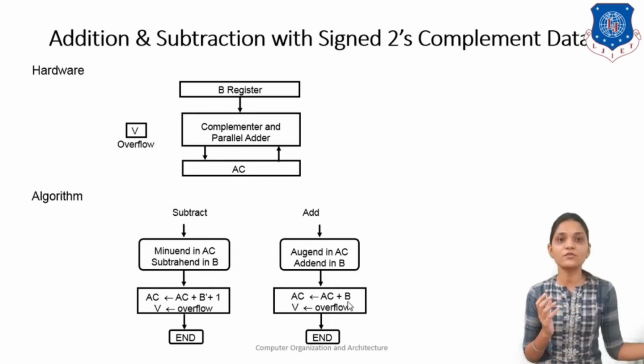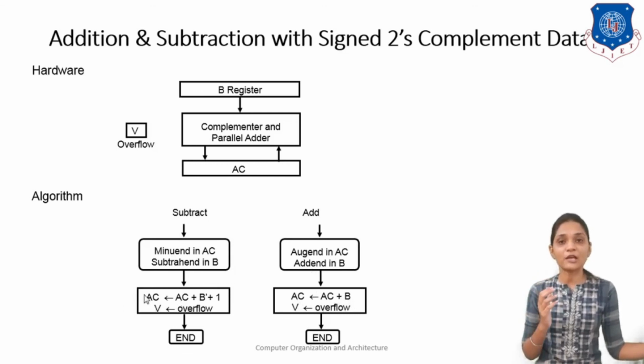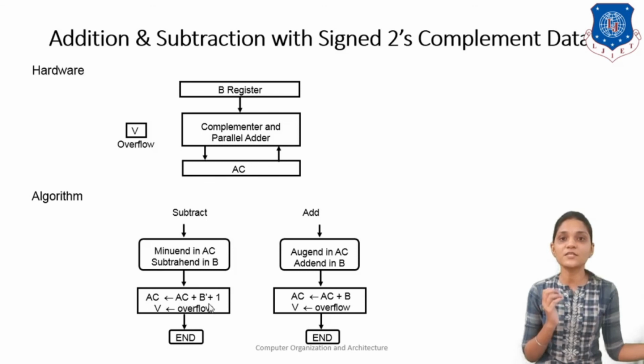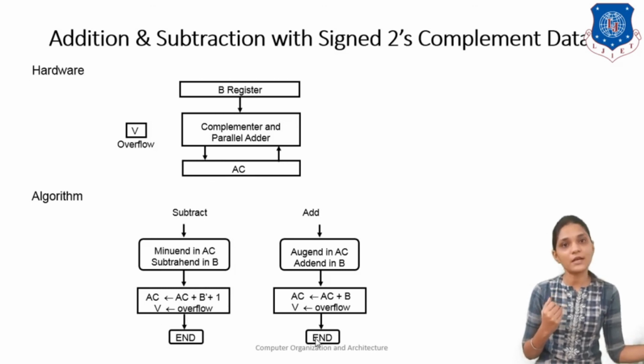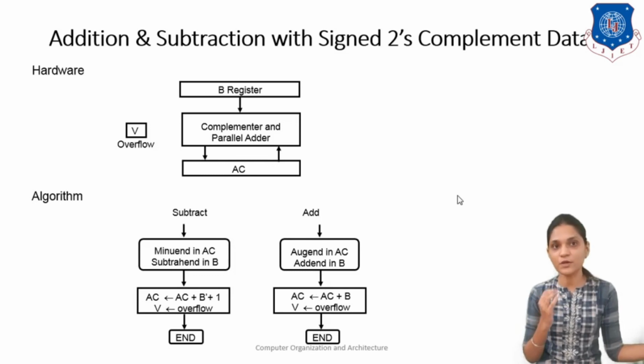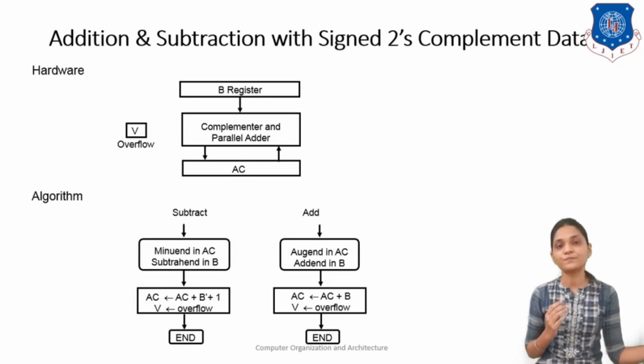The accumulator's content will be accumulator plus B, or if there is a subtraction operation, then the accumulator's content will be accumulator plus B dash plus 1. That is your subtraction operation, and then the result is stored in your accumulator and V flag, for both cases, addition and subtraction. So it becomes simple compared to sign magnitude, because we don't require checking the sign, because we have already represented these numbers in 2's complement form.